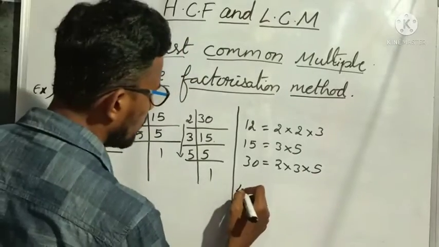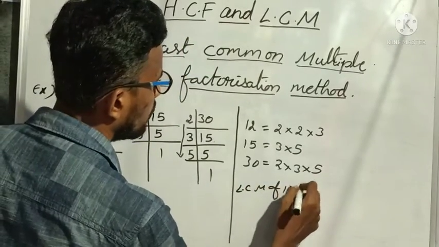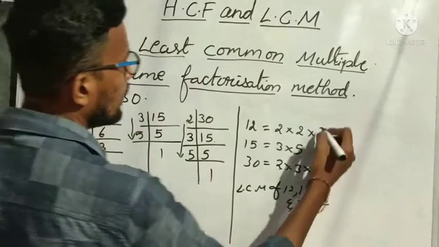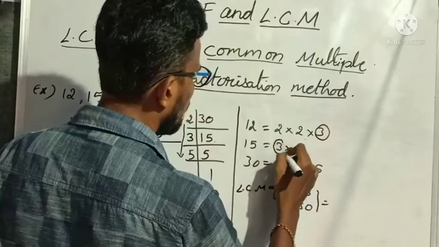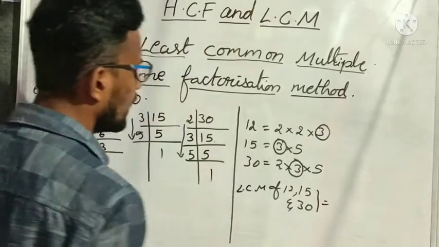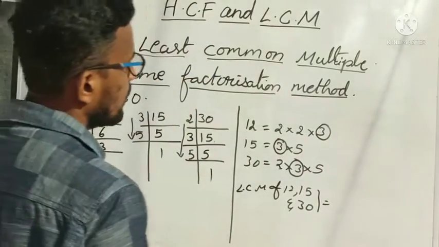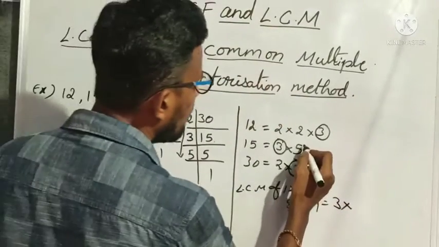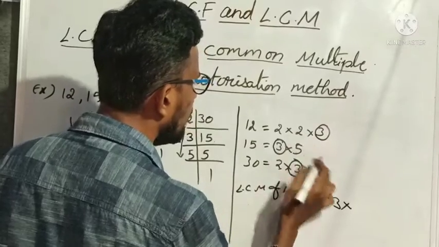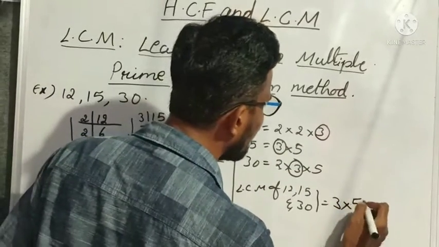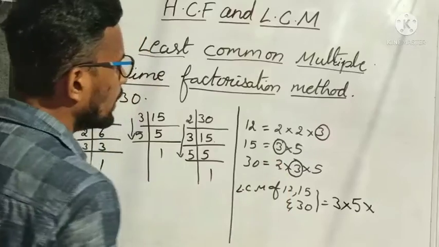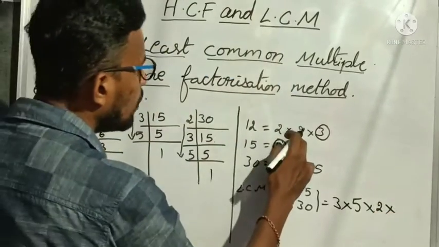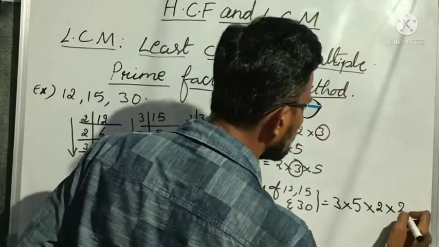Now, first LCM of 12, 15 and 30. Okay. So first take the common factor, the common number in all 3 numbers. Yes, so 3 is common. Next, 5 is common in 2 numbers, right? 15 and 30 I am getting 5. So 5 you take one time. And 2 also again I am getting common. And again one more uncommon factor 2 is there, that also I should write.